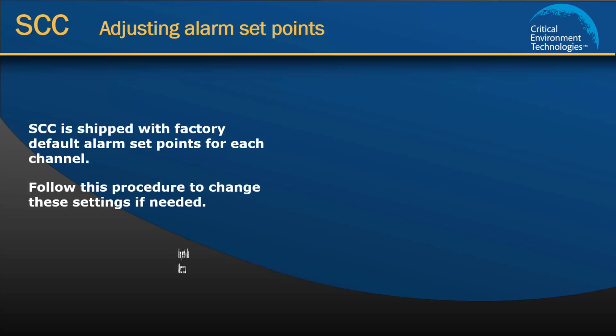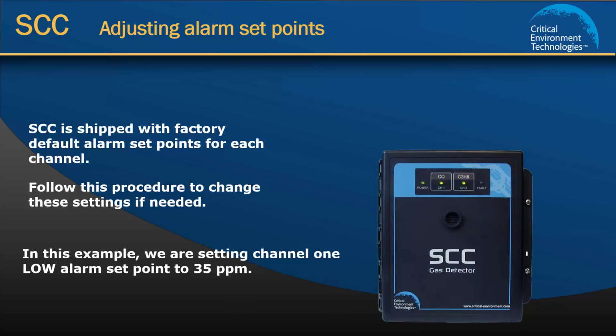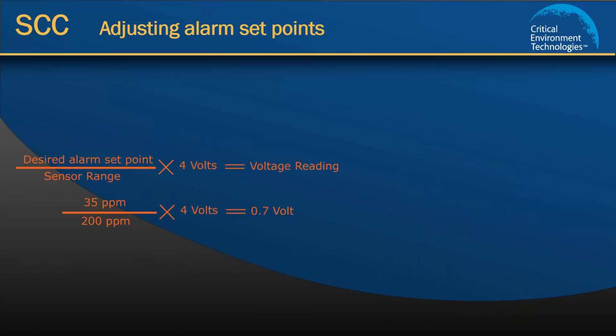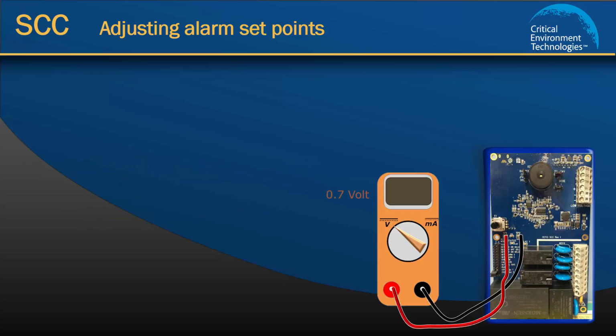In this example, we are going to set Channel 1 alarm set point to 35 ppm. To adjust the alarm set point, you need to calculate the corresponding voltage for the ppm concentration. Using the formula on the screen, we know the value we want to set is 35 ppm, and the CO sensor range is 200 ppm, so the corresponding volt reading for 35 ppm is 0.7 volts.